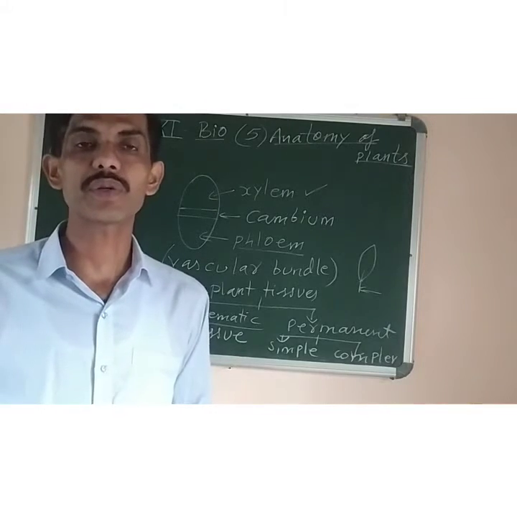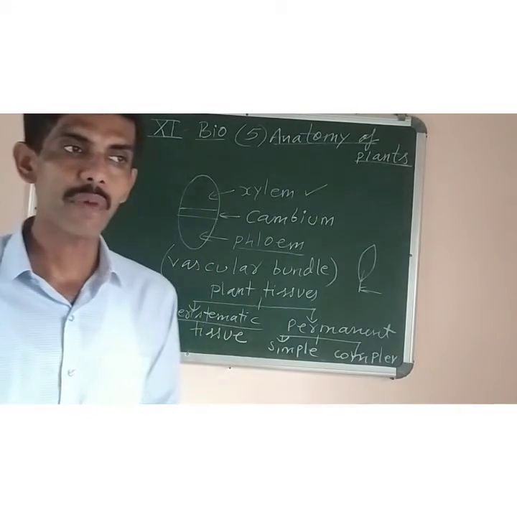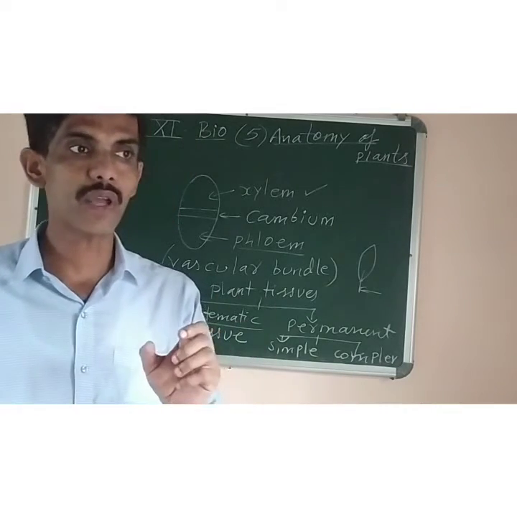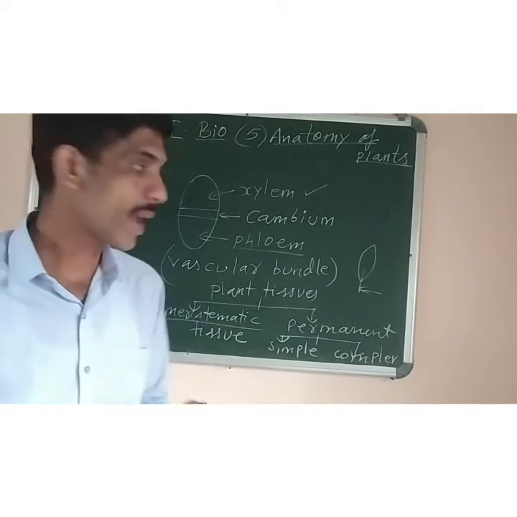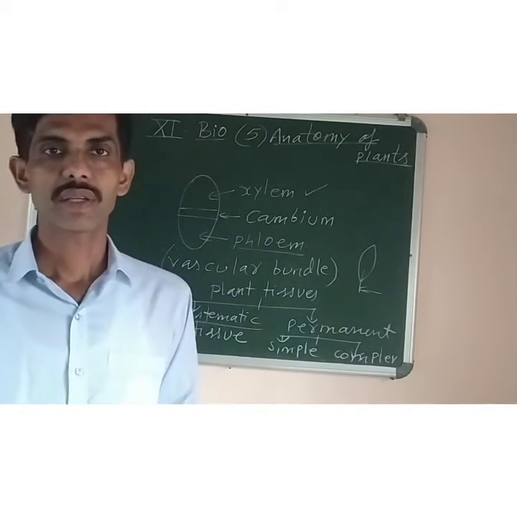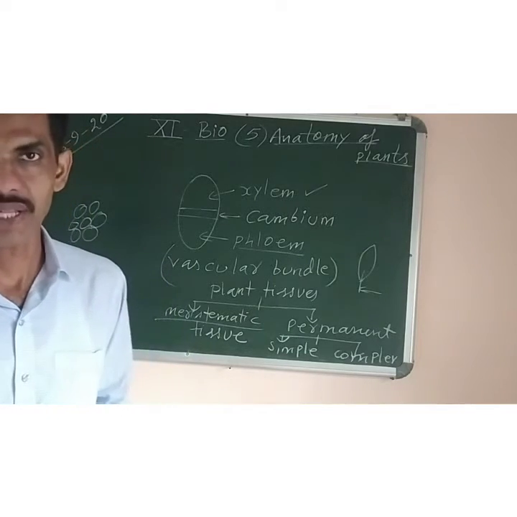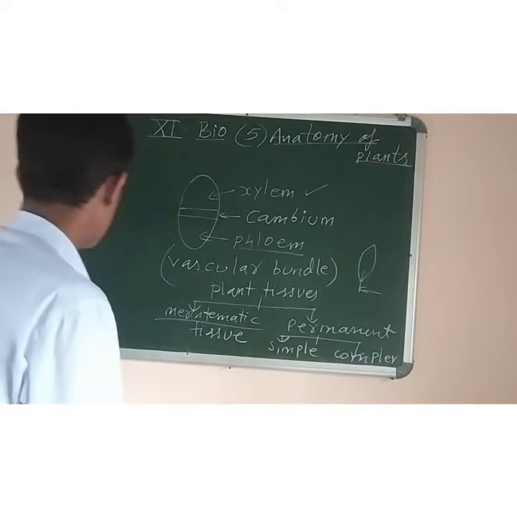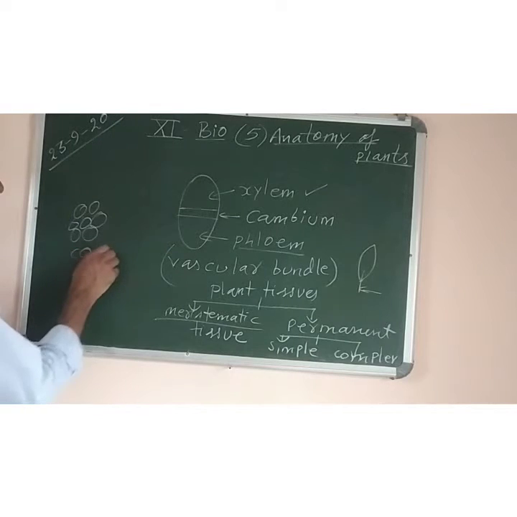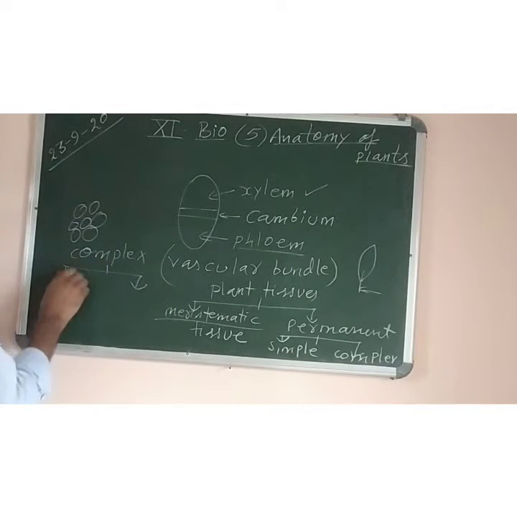Then we studied the complex permanent tissue. Complex permanent tissues are further divided into two types. What are they? Xylem and phloem. So first of all, you have to learn the definition of why these tissues are called complex tissue. The answer is because these tissues are made up of more than one type of cells. Like if you take the example of complex tissues, there are two types of complex tissue in plants. What are they? Xylem and phloem.